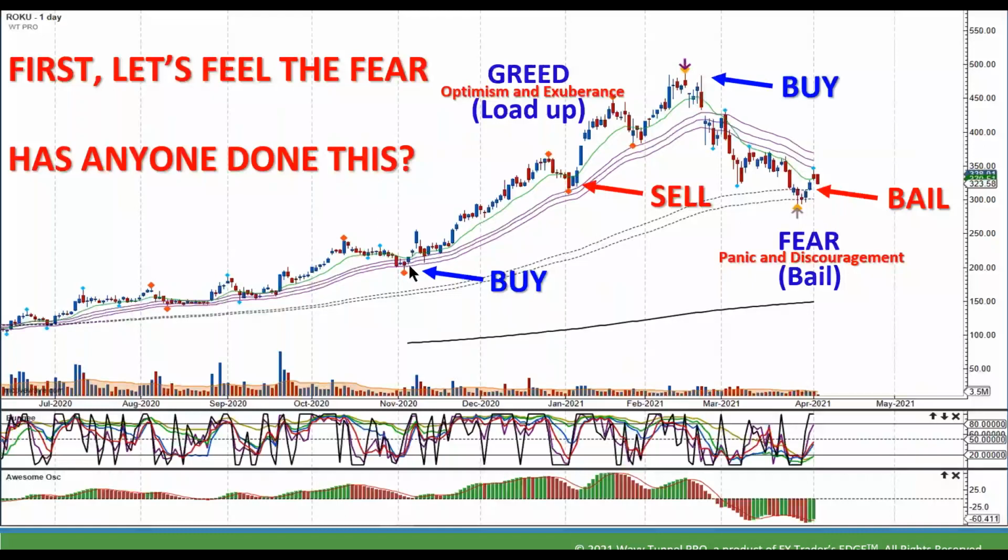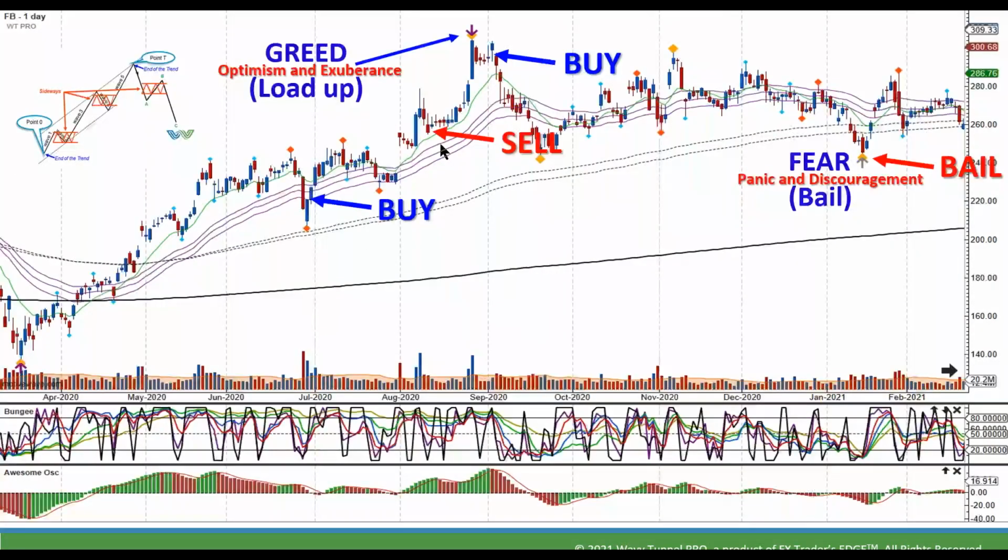Has anyone done this? This is Roku, where they've bought here, they've sold here, only to watch the market go up here, and this is where they get FOMO, and they load up, they buy again, because they don't want to miss out. And they're kicking themselves. Why did I sell out over here? And then the market moves down and they bail. Or this, Facebook, same story. We buy, we sell, we buy again, and we get out at the bottom.